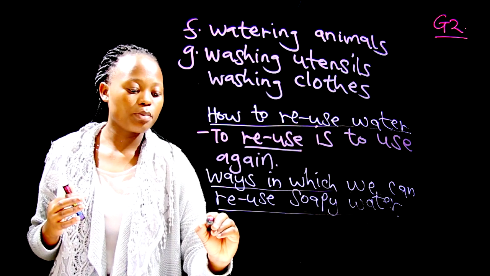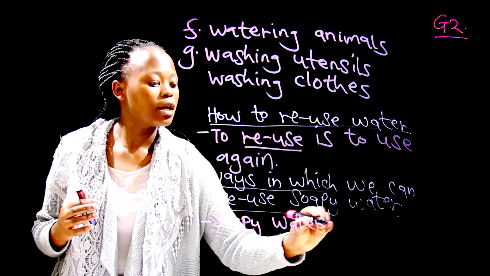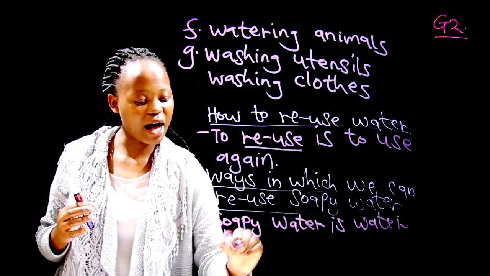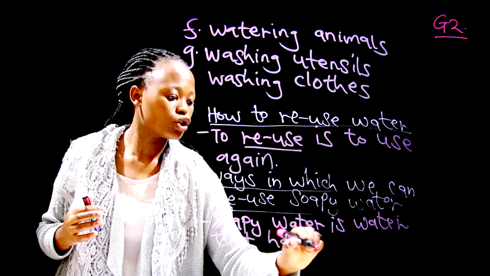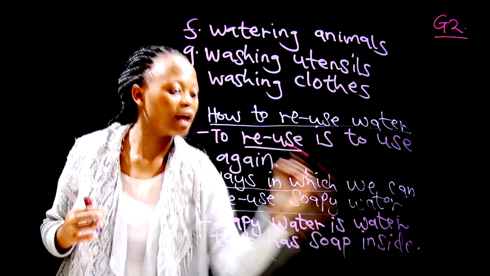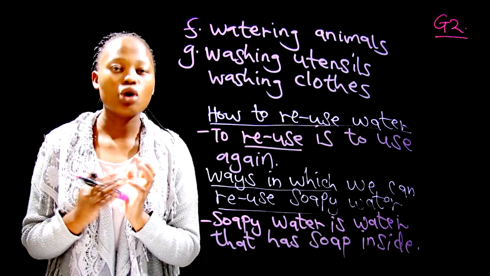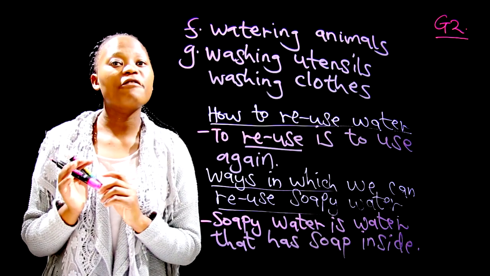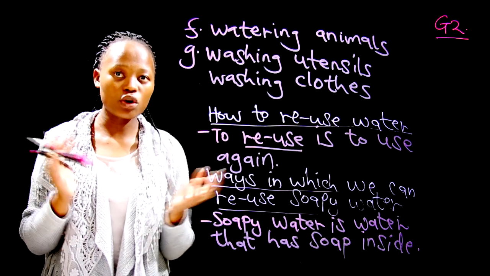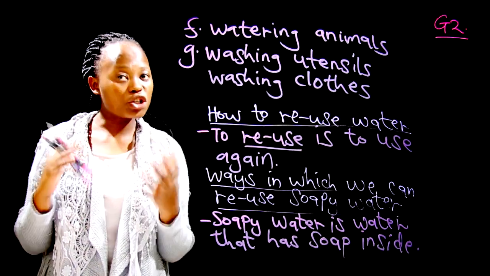So we say soapy water is water that has soap inside. This is water that has soap inside. Now, when you are washing clothes or after you wash your utensils, you will find that that water will have soap inside. So those are examples of soapy water. Water that we get after washing clothes or water that we get after washing utensils.